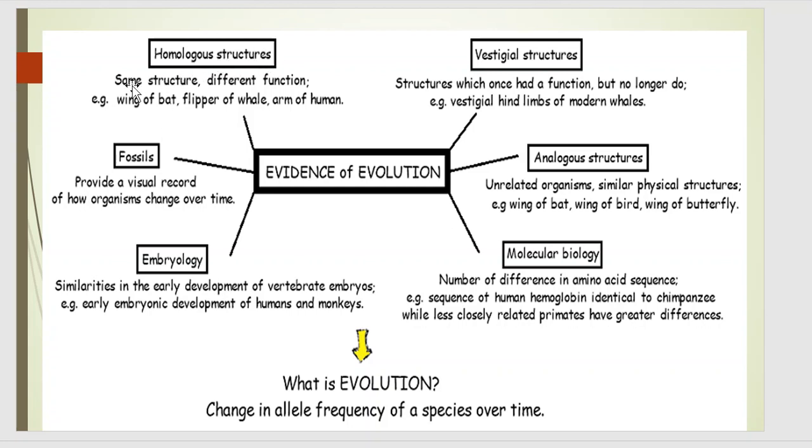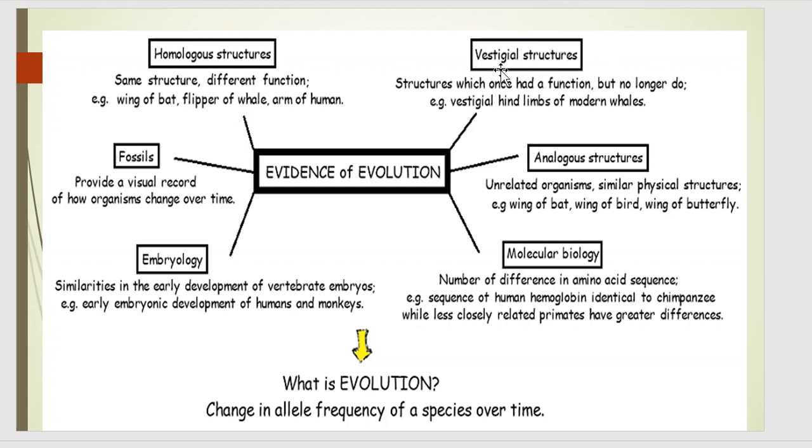The homologous structures are the structures with the same structure but a different function. For example, the wing of the bat, flipper of the whale, and arm of the human. They all have the same anatomy inside. They all have the same type of bones, but they are modified to perform different functions. So this shows that all these organisms came from one common ancestor.